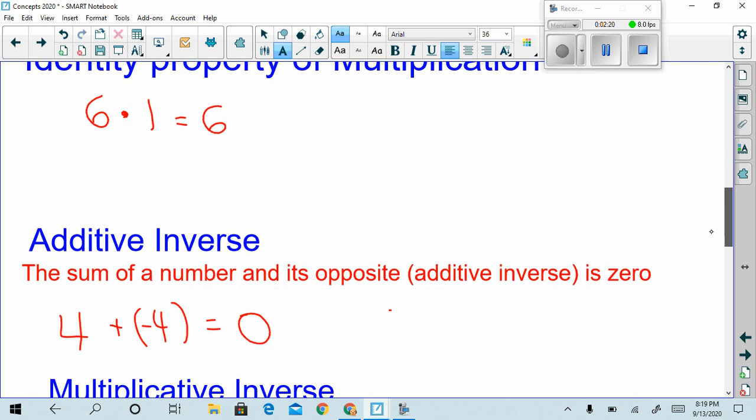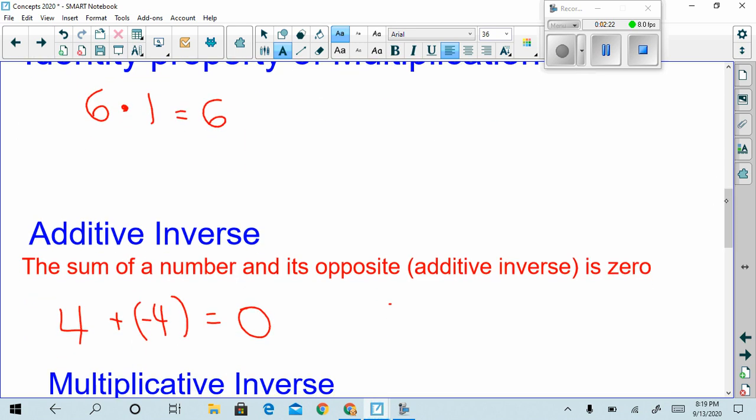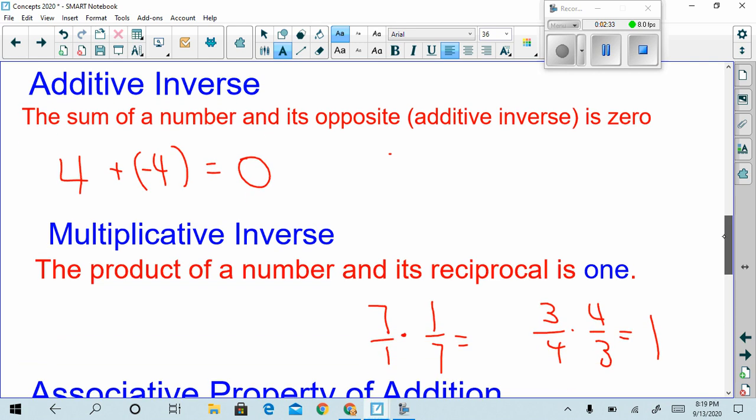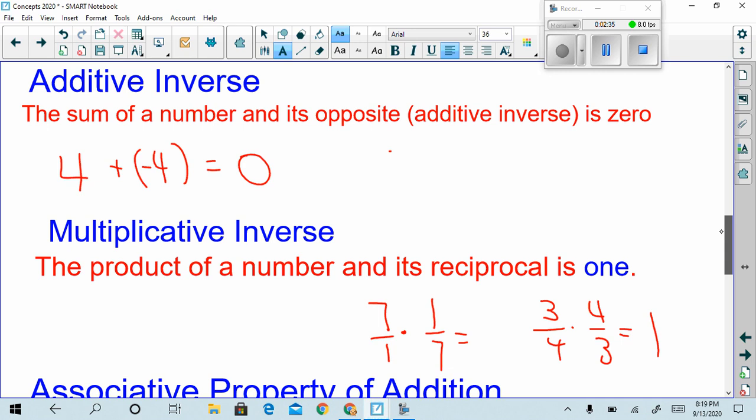Then we have our inverse properties. Additive inverse. You take a number plus its opposite, which is called the additive inverse, and the end result is 0. With the multiplicative inverse, the product of any number and its reciprocal, which is the flipping of the number, is 1.